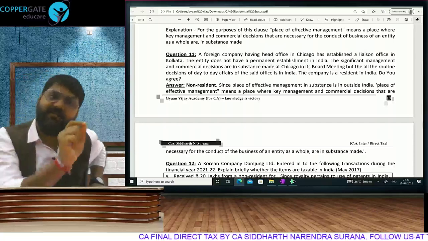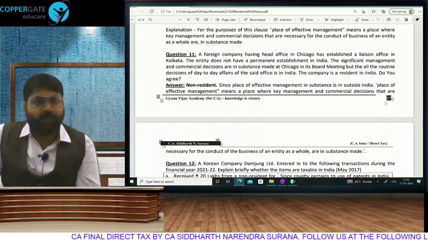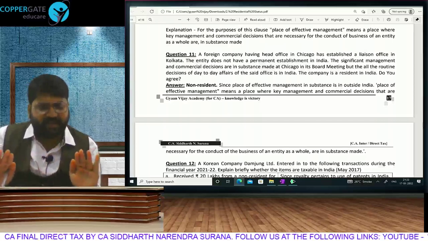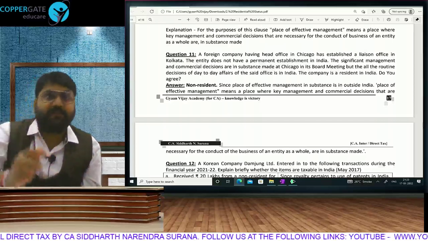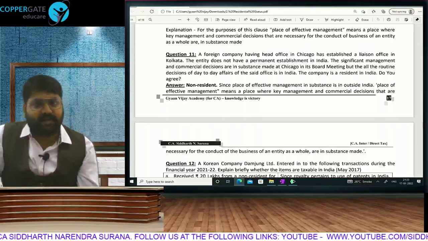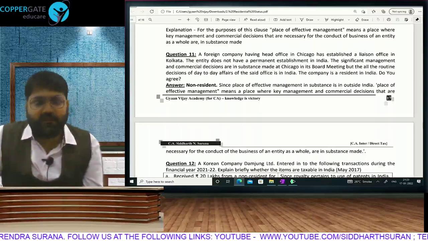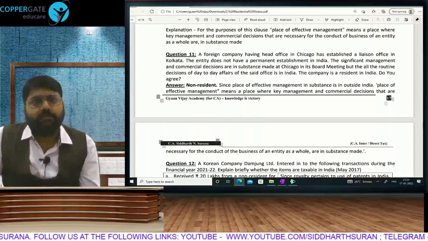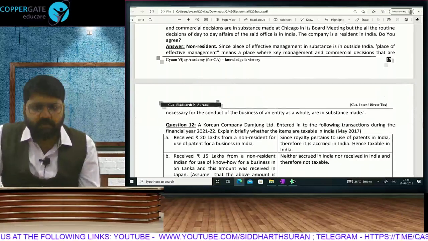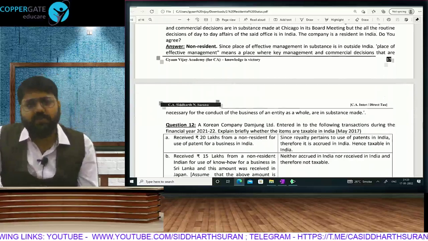See, in intermediate, they will ask a question like this only. In final, as I told you, you are required to read that circular on POEM, which has been released by CBDT. In intermediate, they will lay down the question very clearly like this. Where are the major, the significant, the big decisions taken? Chicago. Only the routine decisions are taken in India. And thus, if the major decisions are not taken in India, then the foreign company will be treated as a non-resident. And thus, what's your answer? Do you agree? No, I disagree. This company is clearly a non-resident.